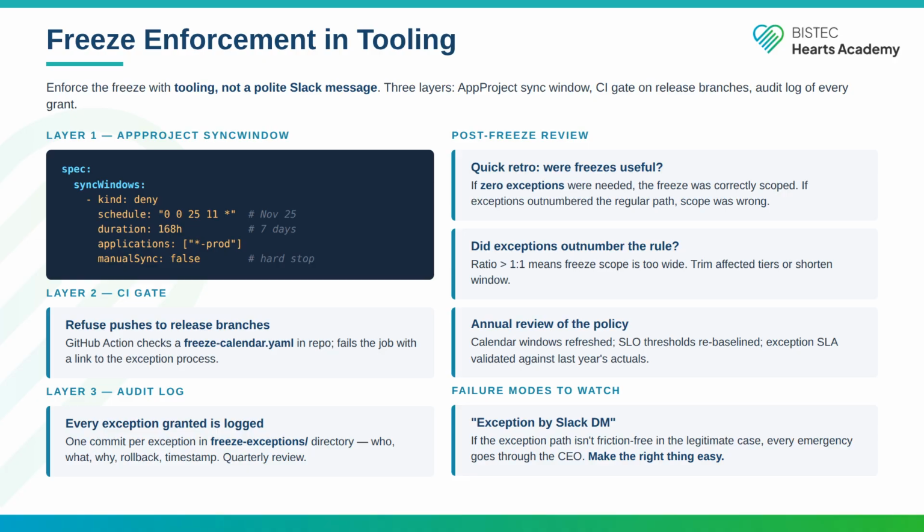The most common failure mode here is exception by Slack DM. If the exception path is not friction-free in the legitimate case, every emergency goes through the CEO or around the policy entirely. Make the right thing easy.